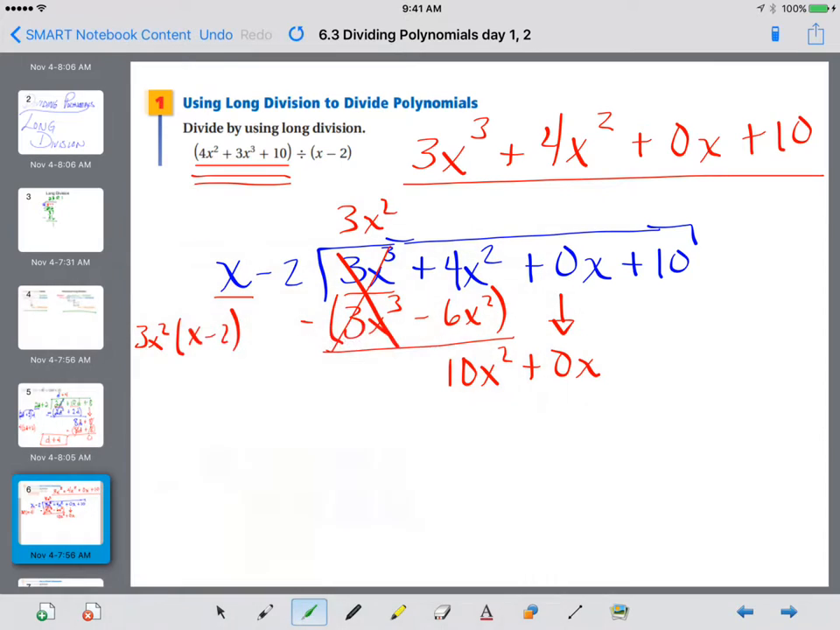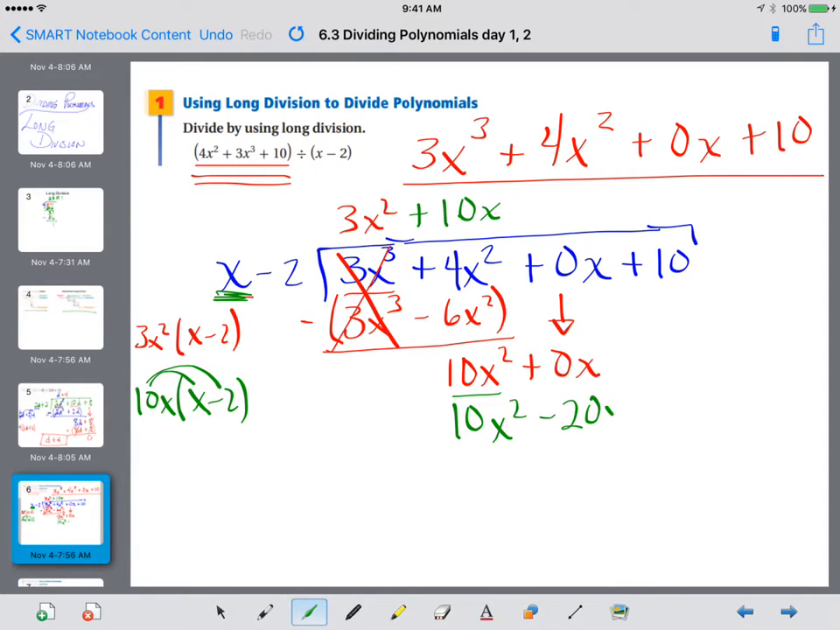My front runner now is 10x to the second. I need to think, well, what could I multiply x by to get 10x to the second? Definitely going to have to be 10. So 10 times x, well, that would just give me 10x. So I'm going to need an extra x here because x times x would give me that x squared. So now I'm going to take 10x and multiply it with x minus 2. So 10x times x gives me my 10x squared. And 10x times negative 2 would be minus 20x. Now again, I put parentheses because I'm subtracting the whole quantity.